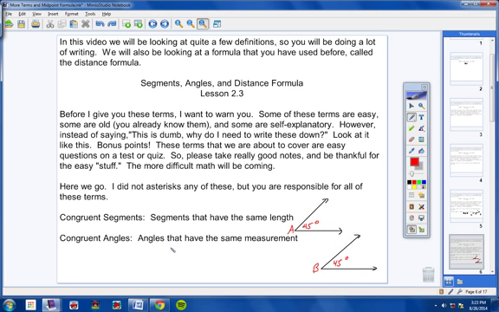So off to the side you could write angle A is congruent to angle B. That's the symbolism you need to get used to. You need to know what it looks like, you need to be able to read that, and you need to be able to write it also and use that, okay?